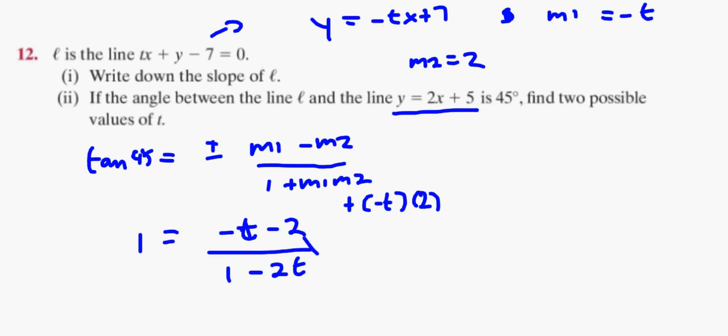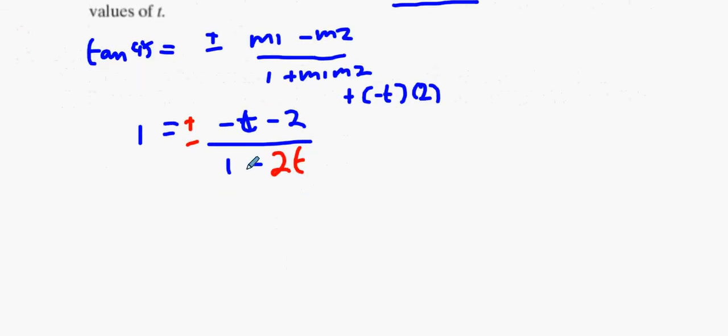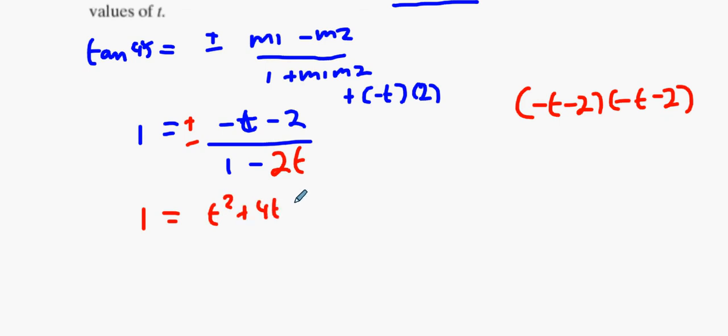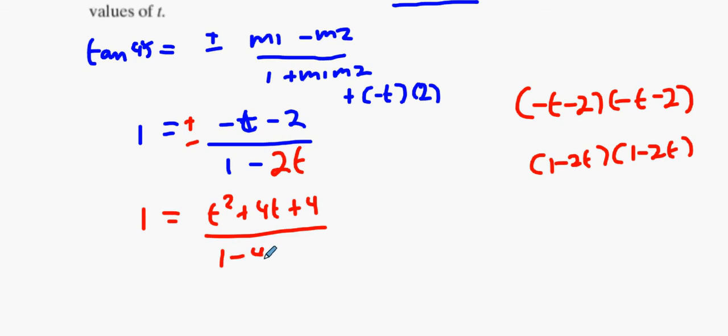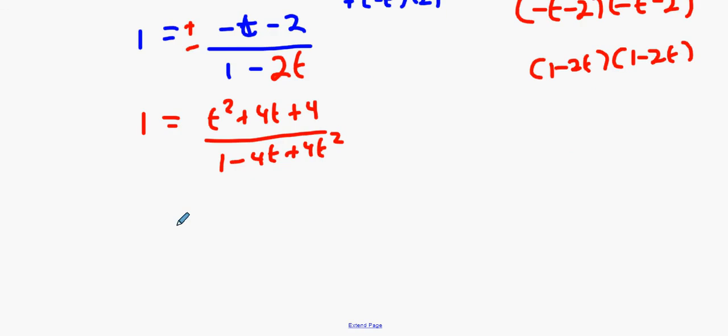Don't forget that plus or minus. Is it 2 answers or 1 answer? Means you should probably square both sides. Square 1, you get 1. What happens when you square minus t minus 2 by minus t minus 2? You get t squared plus 4t plus 4. And on the bottom we have 1 minus 2t by 1 minus 2t, which is 1 minus 4t plus 4t squared. Then we cross multiply.